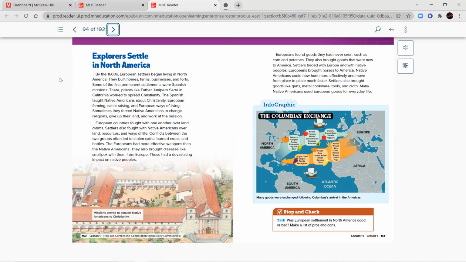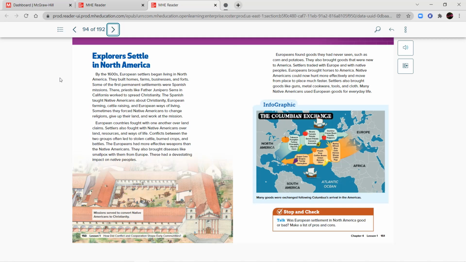There, priests like Father Junipero Serra in California worked to spread Christianity. The Spanish taught Native Americans about Christianity, European farming, cattle raising, and European ways of living. Sometimes they forced Native Americans to change religions, give up their land, or work in the mission.